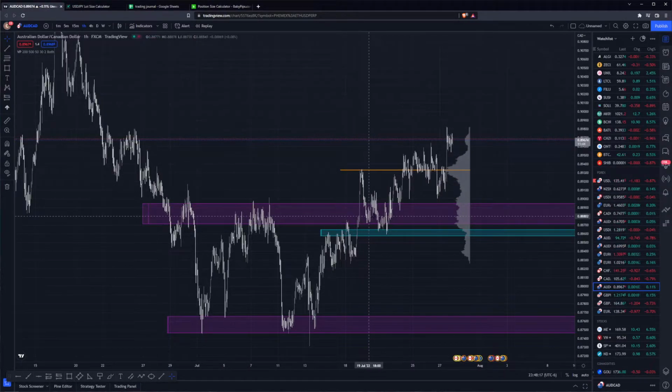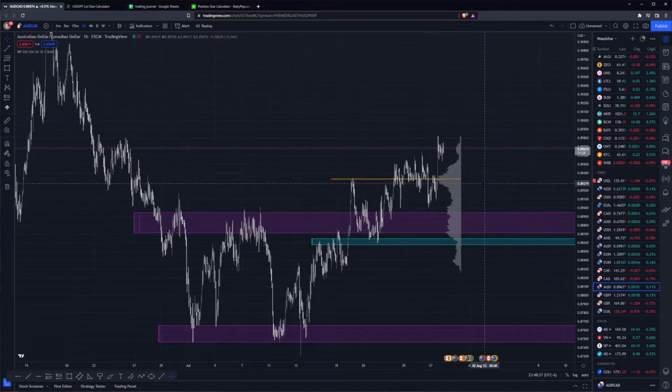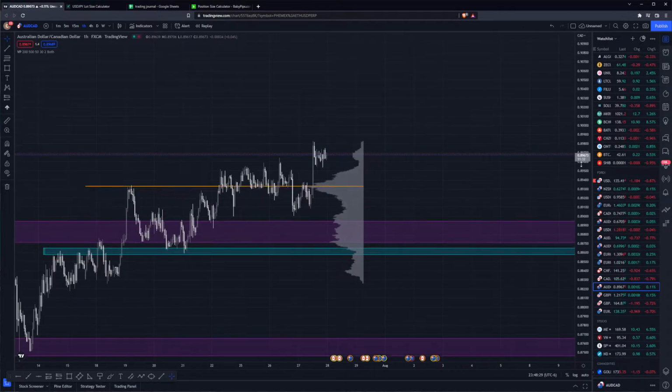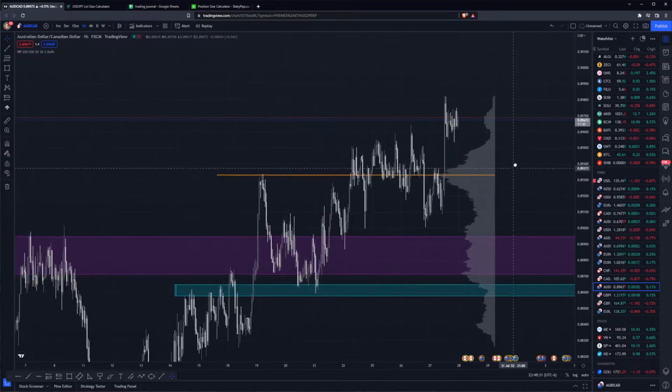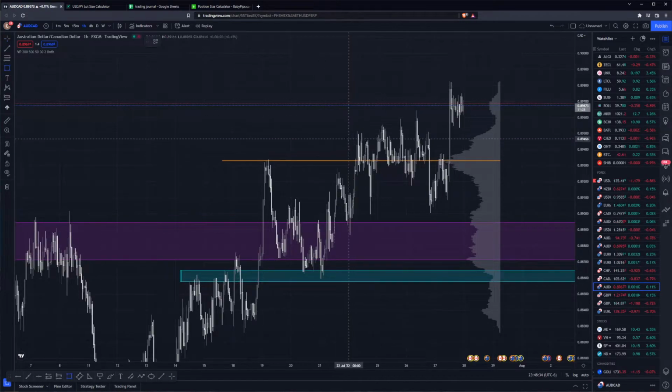So we had a great setup back here, break and retest, where it broke this very clear resistance zone, tested it, and bounced. If we zoom in a little bit, we also missed a pretty solid setup here.